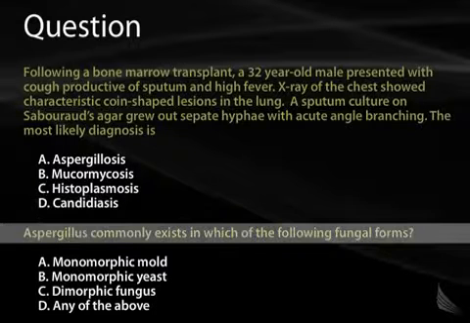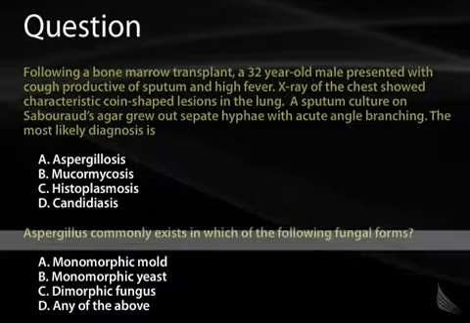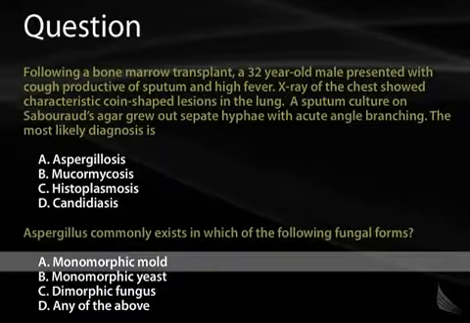Next question. Aspergillus commonly exists in which of the following fungal forms? So this is a question of what you know about Aspergillus, and the answer is it's a monomorphic mold. It only has one form, and it's always the mold form. It does not transition into a yeast.